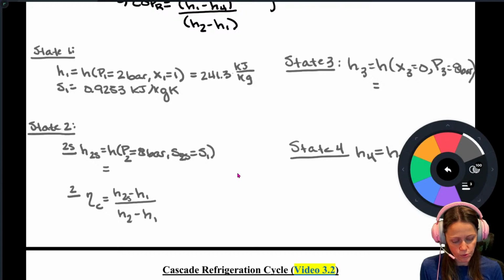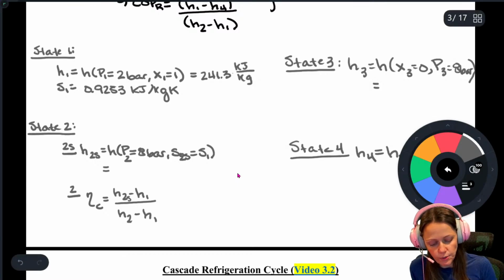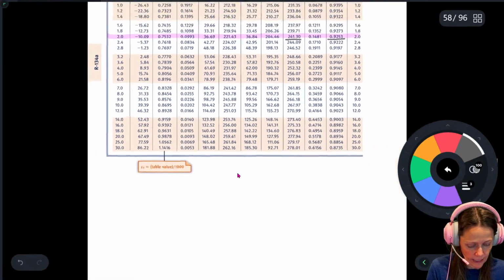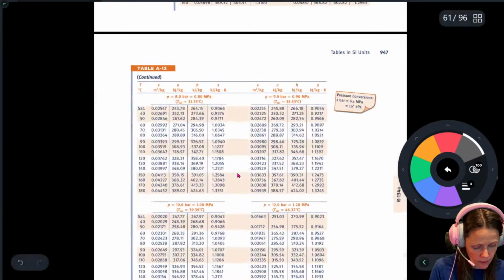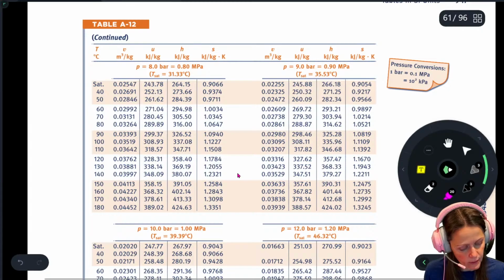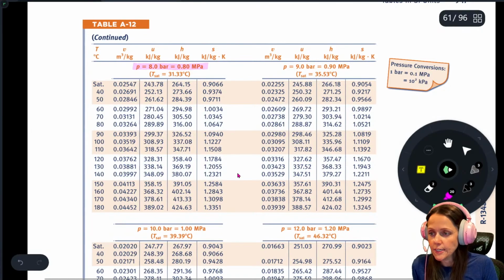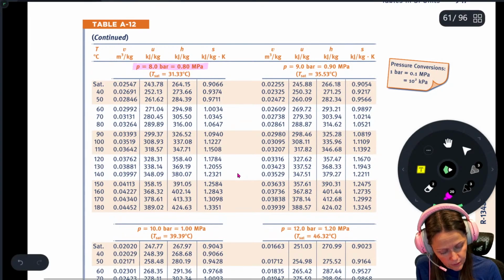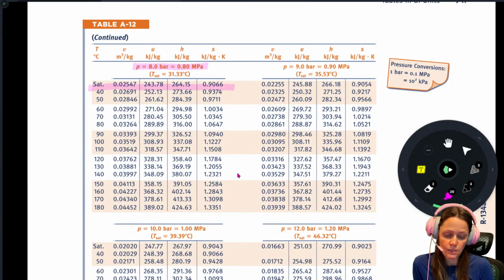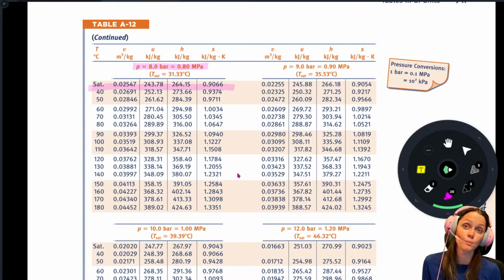So, all right, it is superheated, so I do need to go to those superheated tables. I guess 8 bar is where I'm going. So we are at 8 bar and our entropy is 0.9253. It looks like we're going to be in between these. So your entropy should be between 264 and change and 273 and change, and I've got 269.12.